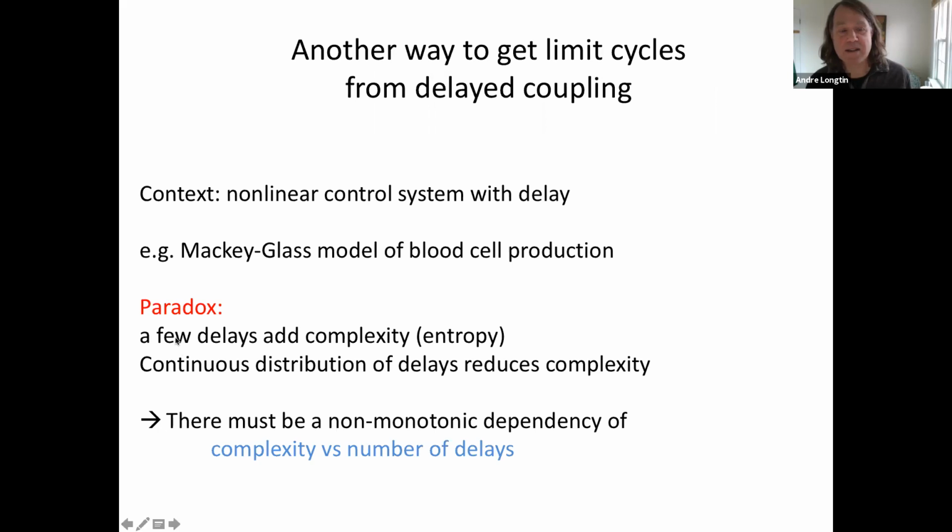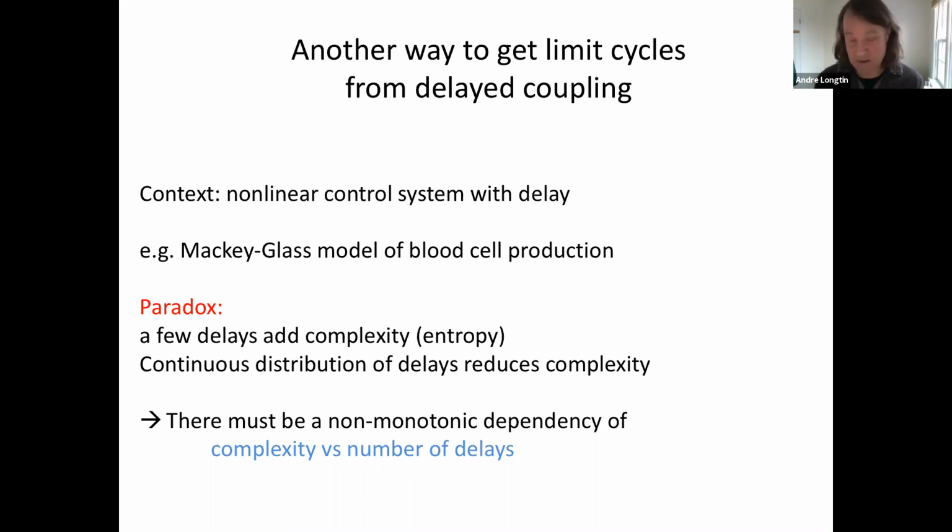There's a paradox. If you have a few delays, you add complexity to your problem. You increase the entropy, you make the dynamical invariants, the Lyapunov exponents, more complicated. We know that already. But we know that with continuous distributions of delays, if you have too many delays, things are simple. So somewhere in between, there has to be a maximum. There must be a non-monotonic dependence of complexity on the number of delays.